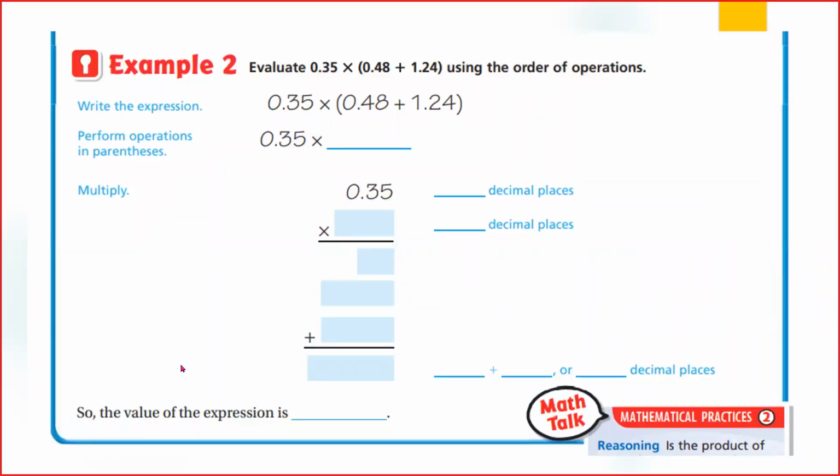Now, example number two. Evaluate 0.35 times (0.48 plus 1.24) using the order of operations. Now, did you remember the order of operations that I told you about yesterday?